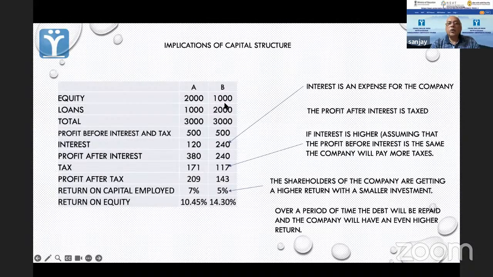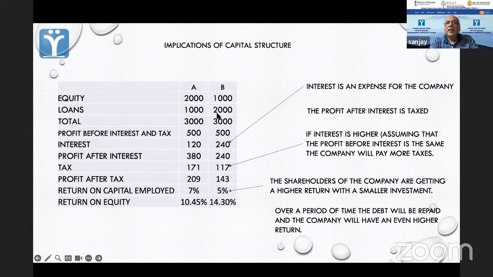These promoters, because they borrowed more, paid off their borrowings, at the end of the day, they have a return on equity of 14.30%. So the advantage of borrowing is that you can actually get a higher return on equity because you use funds from banks or other borrowers. You will use less of your own funds. You put in your own funds to a certain extent, in this case, 1,000 crores. And then on the basis of this, you borrow.